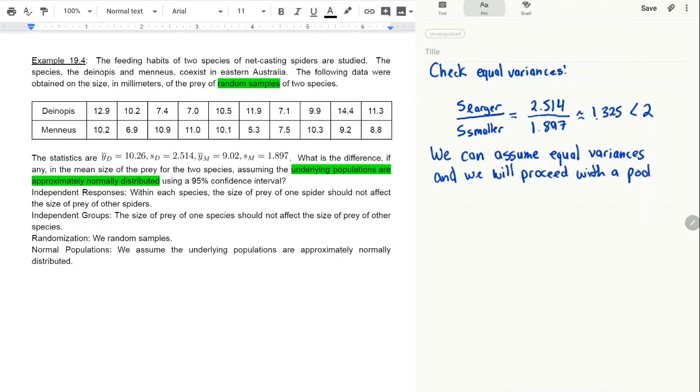Now, if the ratio was larger than 2, then we should be using the two-sample t-test instead. Okay, now because the ratio is smaller than 2, we will be using a pooled t-test. Sorry, a pooled t-interval, not a pooled t-test. So now let's have a look at finding our confidence interval.